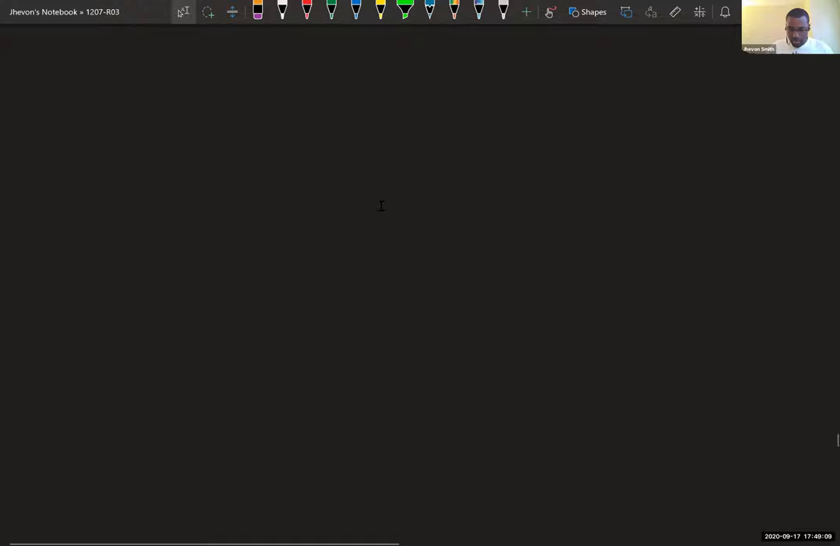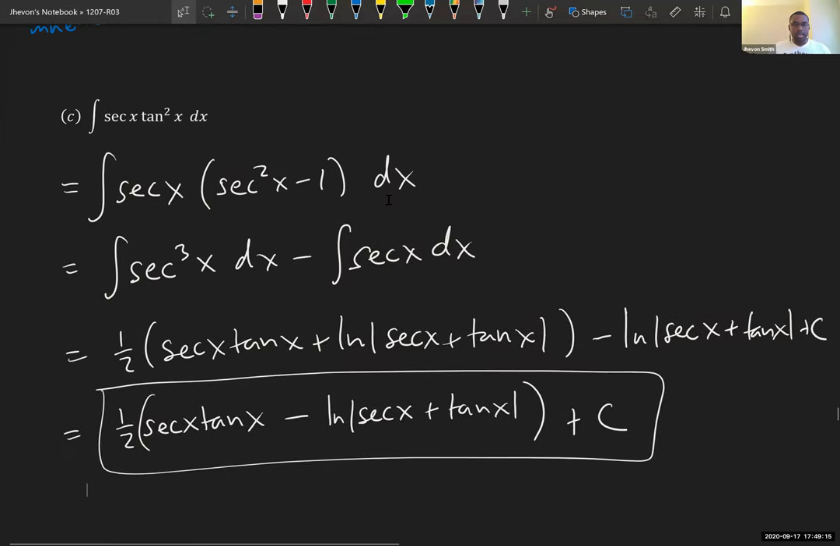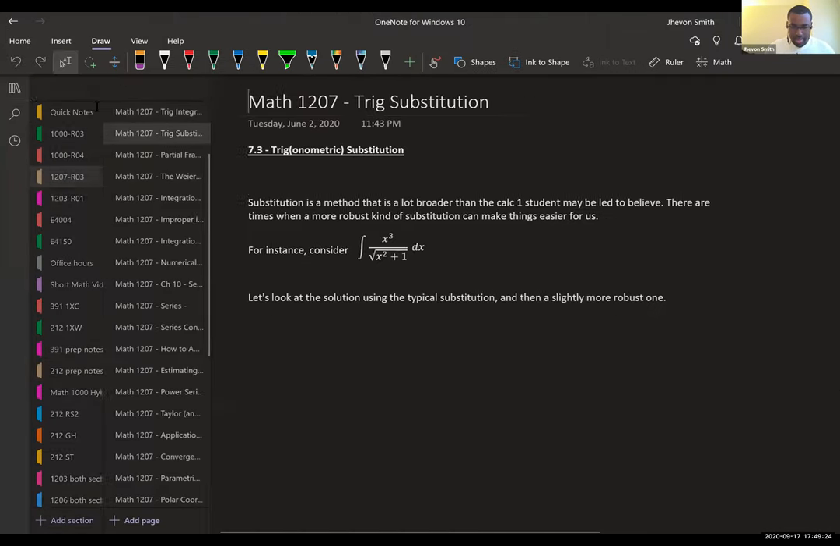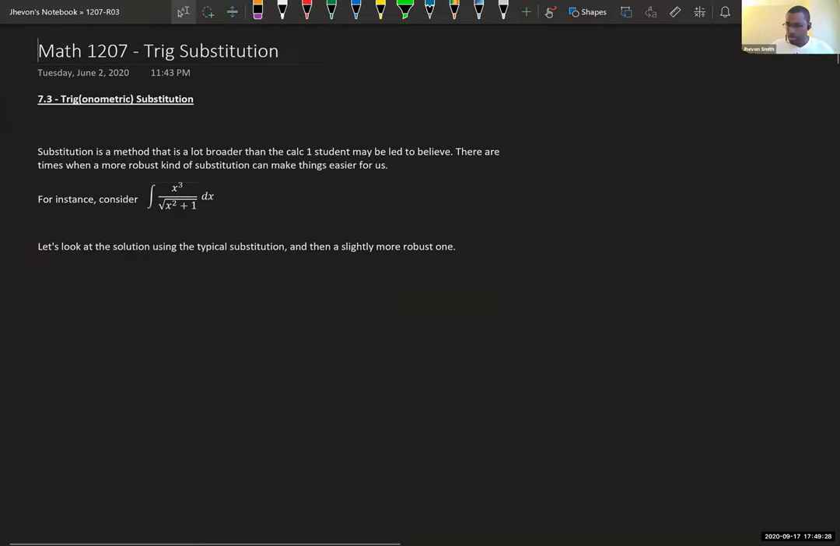And I believe that was the last example. Yeah, that was the last example in this section. All right, cool. All right, let's actually jump into the next section. It's gonna be interesting. It is something called trig substitution.